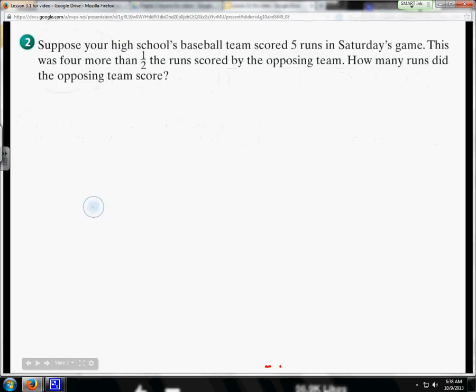Okay, now, suppose your high school's baseball team scored 5 runs in Saturday's game. This was 4 more than half the runs scored by the opposing team. How many runs did the opposing team score? So, I have to solve this equation. So your high school team scored 5 runs. So I'm going to write that down.